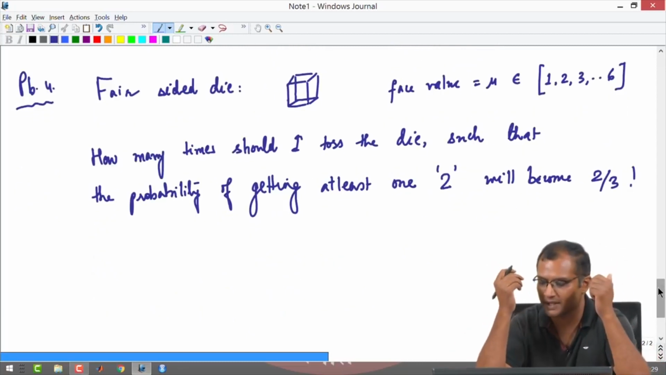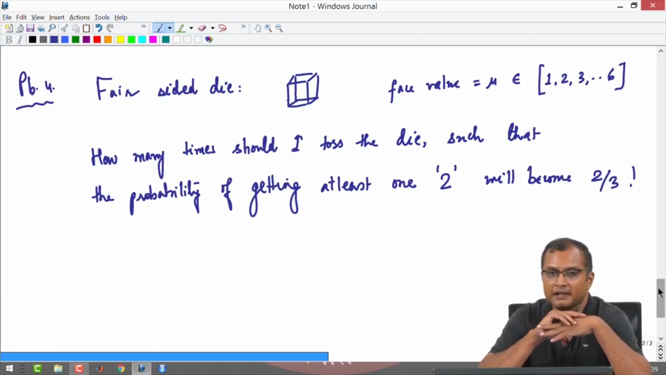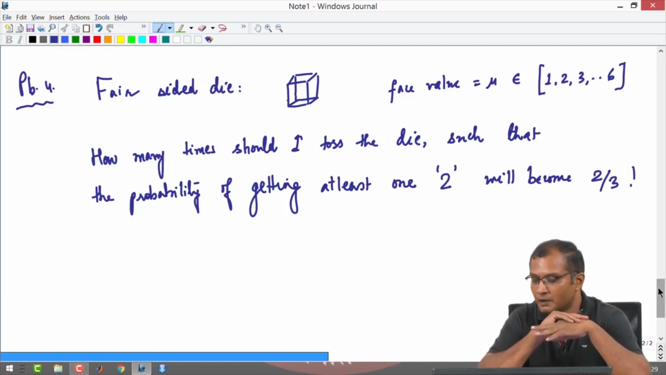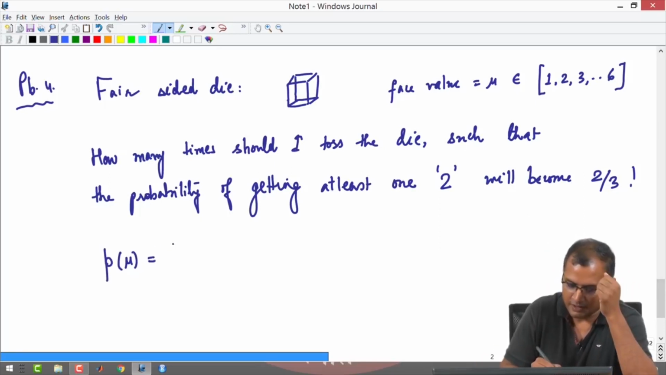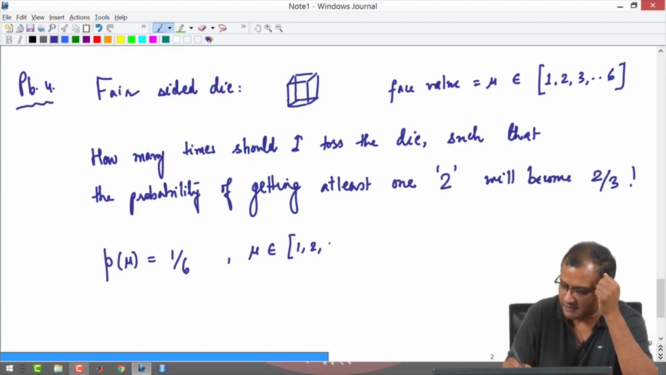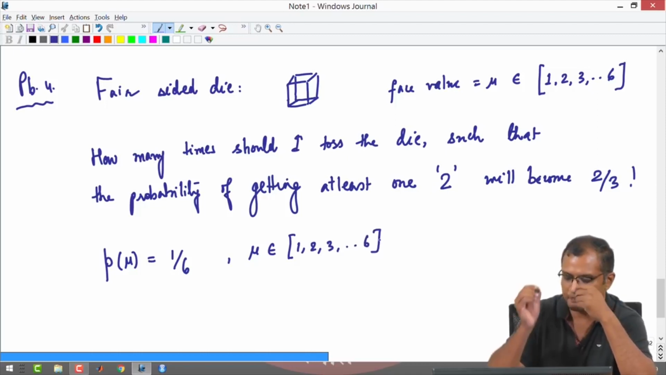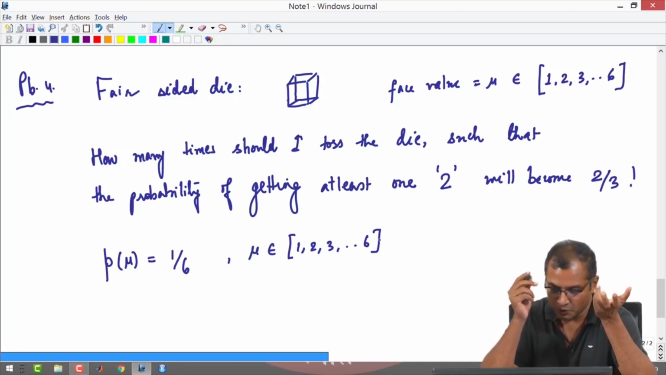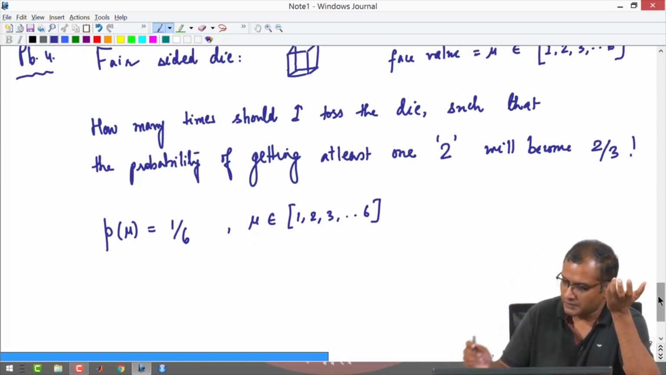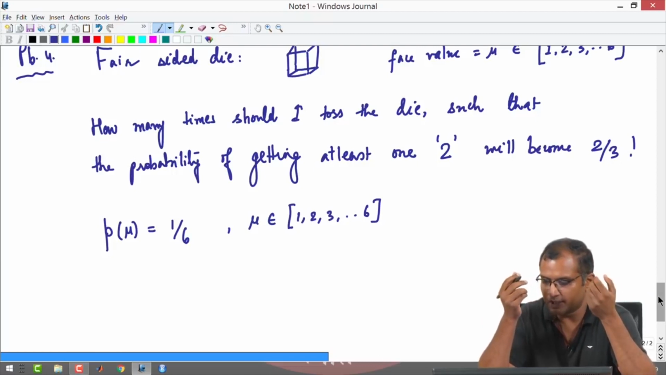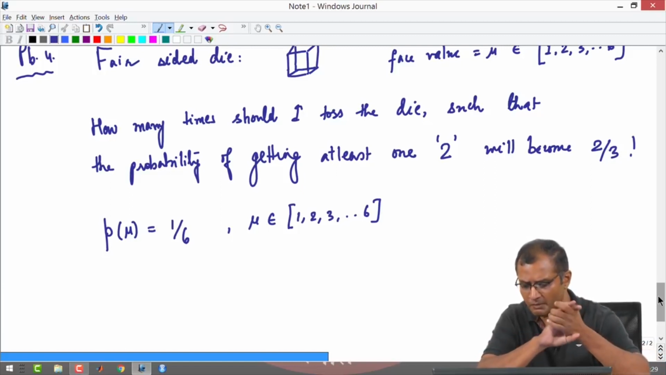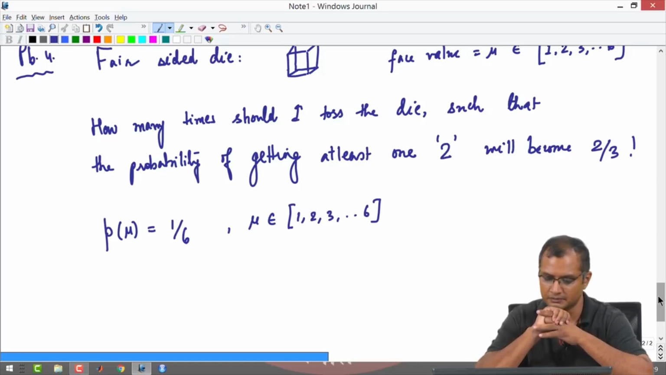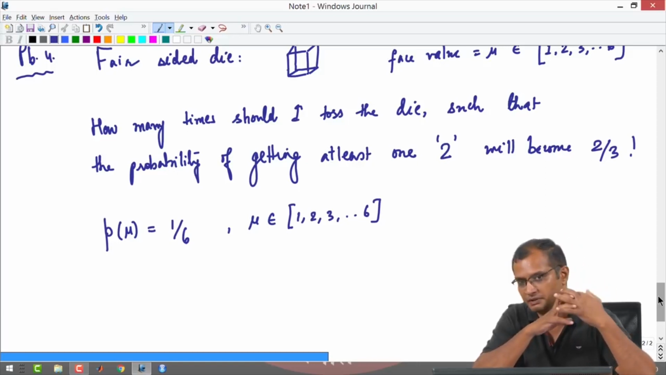Okay, suppose I toss it once, I know the probability of getting 1, 2, 3, all these digits is 1/6. Okay, so I know a priori that P of mu is 1/6, where this mu belongs to the set of these 6 numbers. Now you may toss it the first time and you will get 2, so you got 2 straight away, but it is possible that if you toss it 3 times you may not get a 2, but you get a 2 the fourth time.